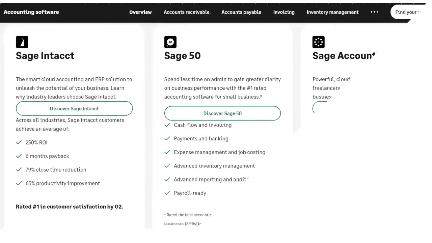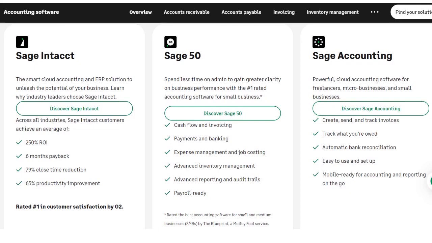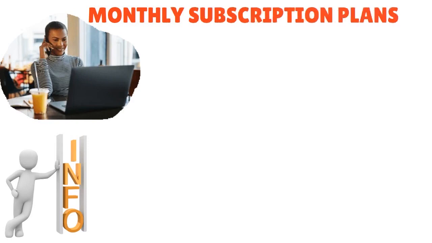Let's talk about the pricing for Sage Accounting. One thing you need to understand here is that if you want to have more information about Sage Accounting in terms of pricing, you need to contact sales. What we love here is that Sage Accounting operates 2 monthly subscription plans, so you're able to cancel anytime. We love the flexibility there.